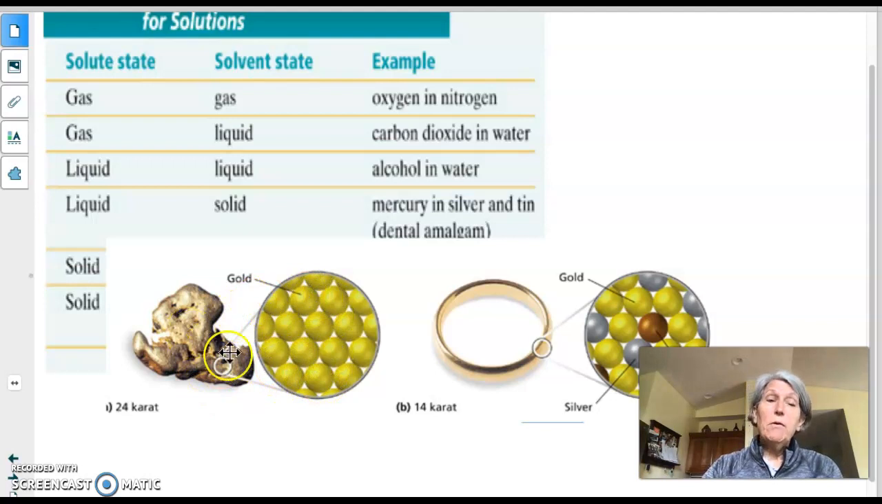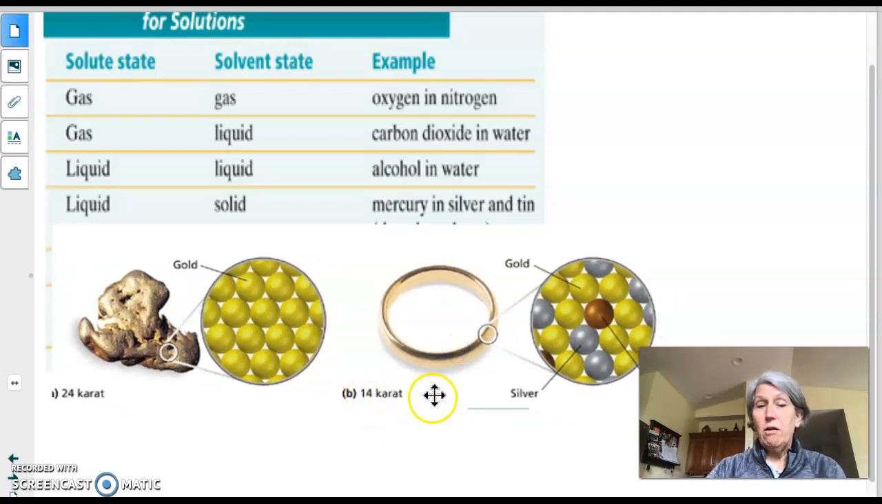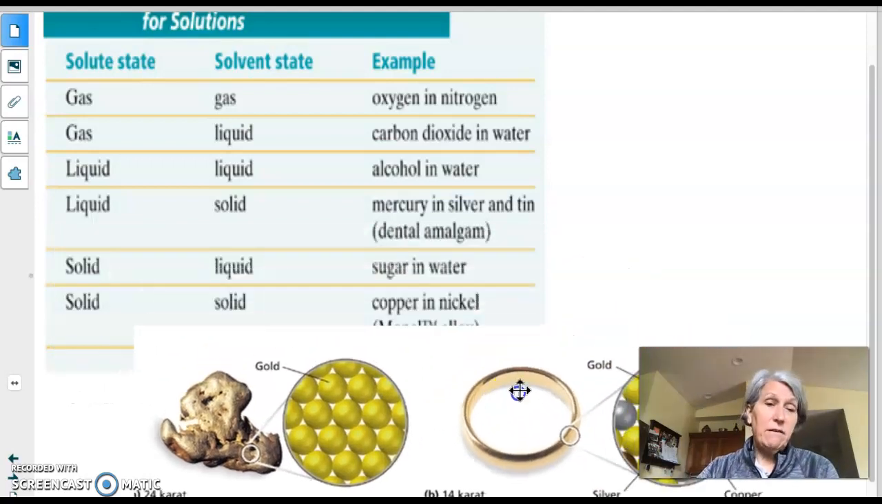We know that pure gold is a pure element. That's what we call 24 karat gold, but it's not really all that practical to make a wedding band out of 24 karat gold because it's very soft and malleable. So they strengthen it by making a 14 karat gold band, which is really an alloy that has silver and also copper mixed in with the gold atoms. That's what we call an alloy, and that is definitely considered to be a mixture.